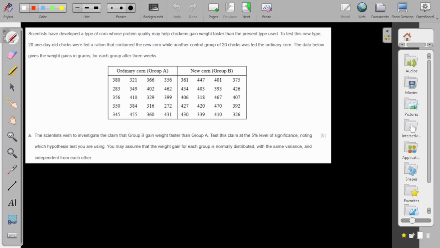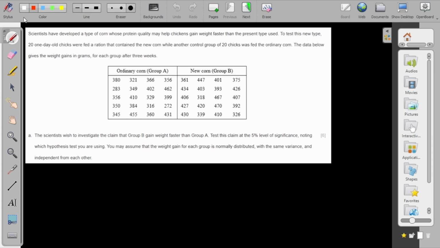Hello, in this problem we will see an IB question which is based on the two sample t-test and chi-square goodness of fit. Let's see the problem. Scientists have developed a type of corn whose protein quality may help chickens gain weight faster than the present type used.